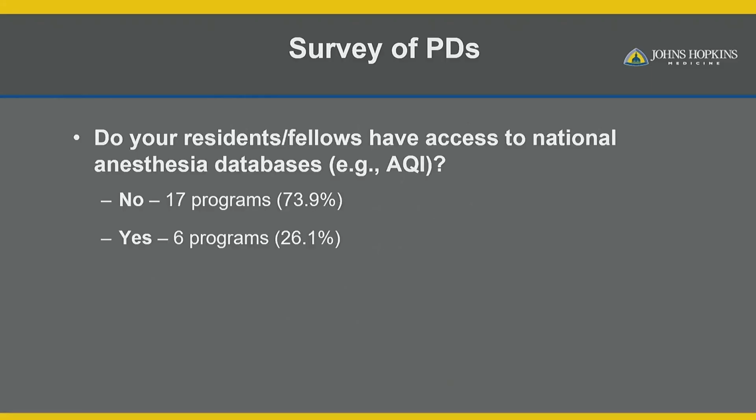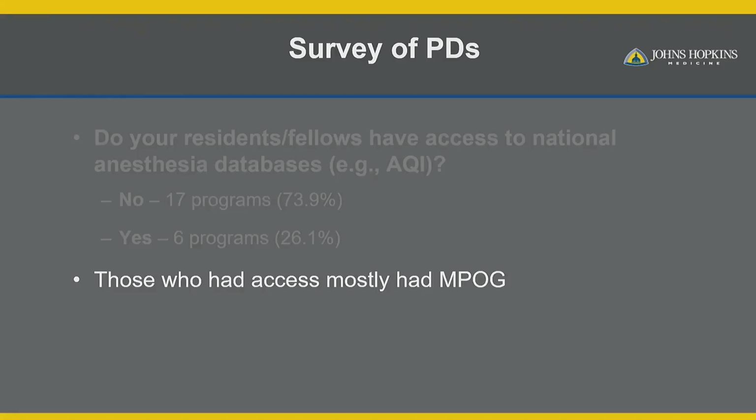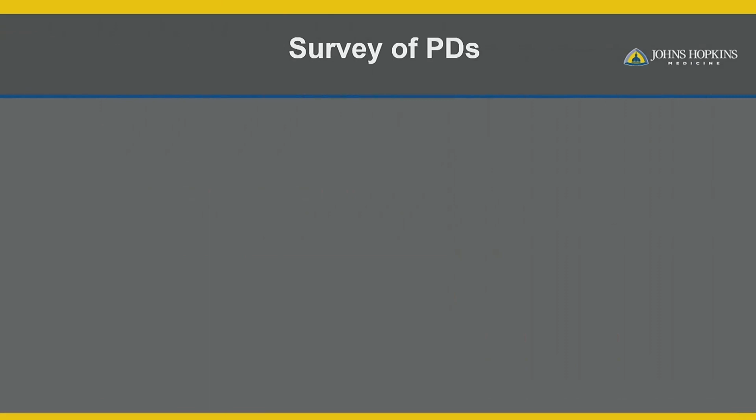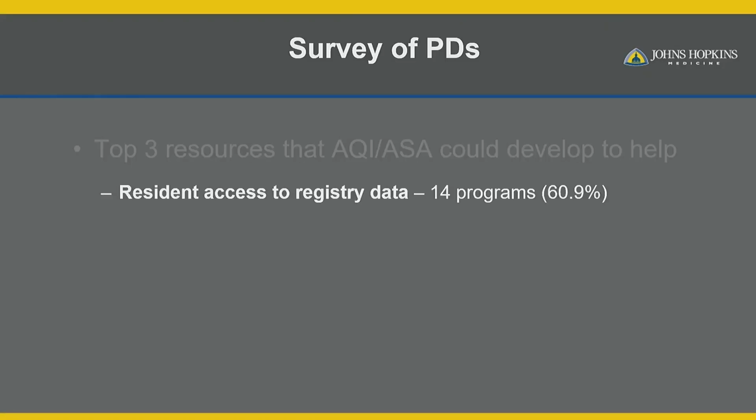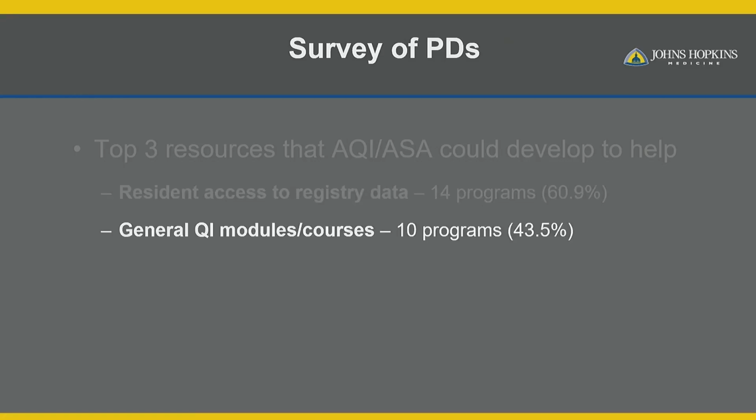And then we asked about access to national databases, and most programs did not have access. The programs that did, it was almost all MPOG, and the ones who had it were happy with it, but not many overall had it. So the other question was the top 3 resources that could help programs if they were given, offered, or developed. So access to registry data. People would really like that for those who don't have it.